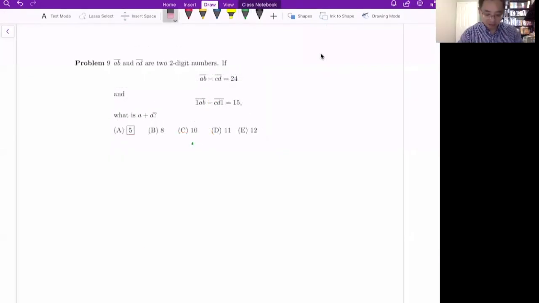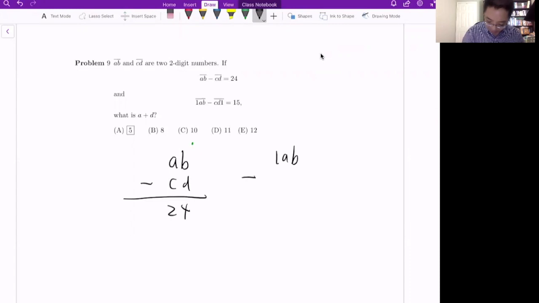Now let's look at problem number 9. Here we have two-digit numbers: AB minus CD is 24. And then we have 3-digit numbers: 1AB minus CD1 is 15. Clearly, because this one minus 1 is 5, we get B is 6. So we get B is 6 right here.